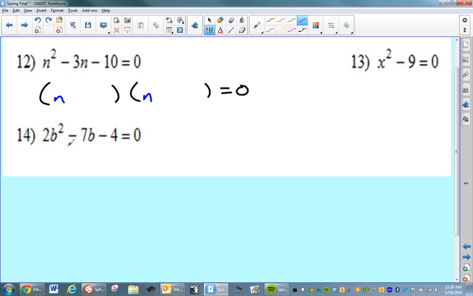Yeah, you add the B value and multiply to the C value. So it's going to be a positive 2 and a negative 5. Now, the big question: how do I go from factors to solution? How do I go from factors to solution?